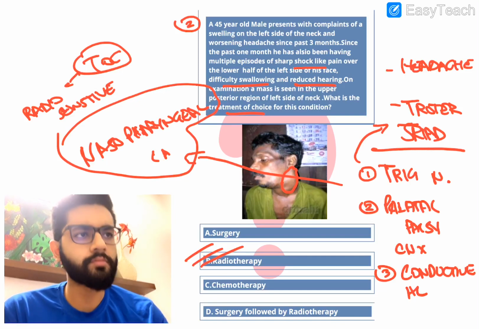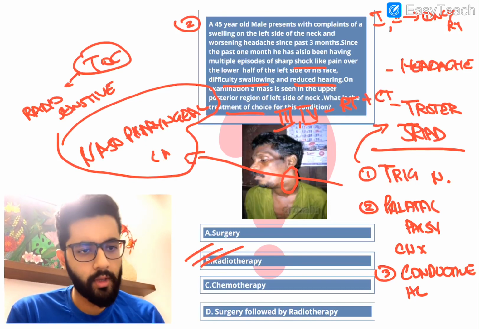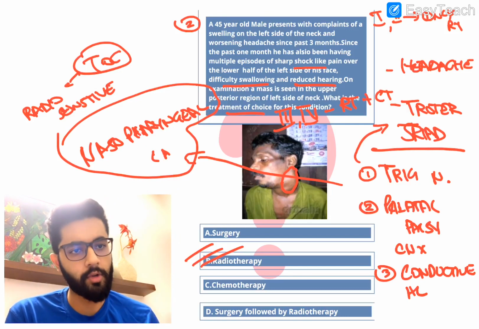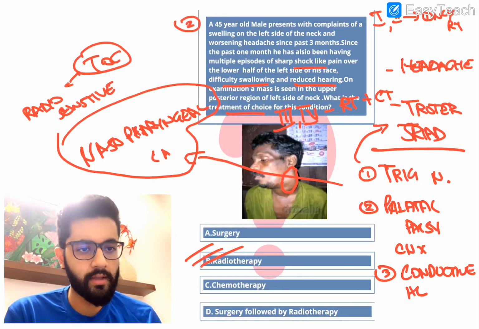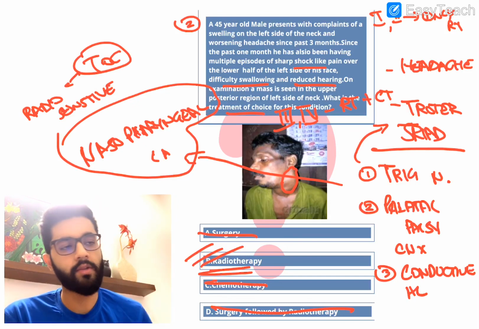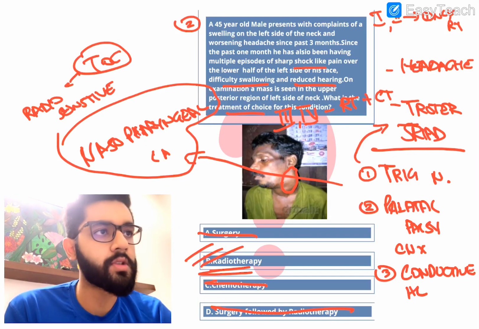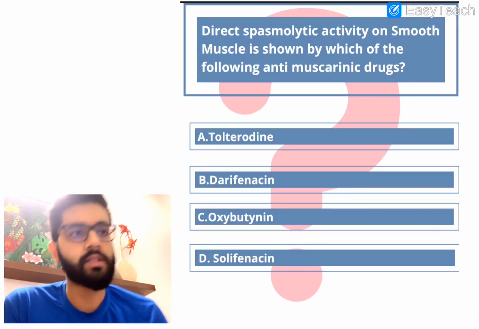A small note: stage 1 and stage 2 you do only radiotherapy, whereas stage 3 and stage 4 you do radiotherapy with adjuvant chemotherapy. Although chemotherapy is an option here, radio and chemo never come together in the options, so we are not even considering that. So the answer here is B, radiotherapy. No surgery is done, chemotherapy alone is not done. So radiotherapy, nasopharyngeal carcinoma, Trotter's triad. Three things to remember: Trotter's triad, radiotherapy, and nasopharyngeal carcinoma. Okay, let's go to the next question.